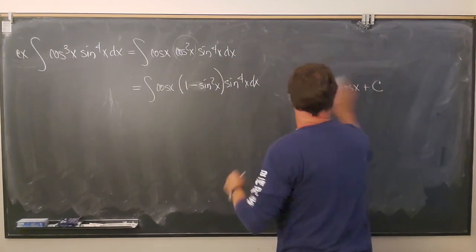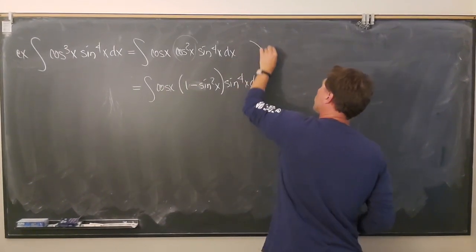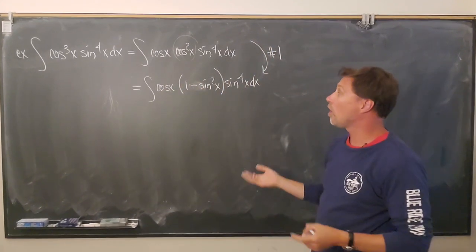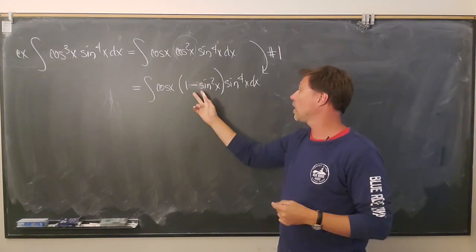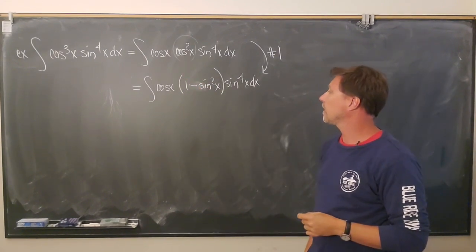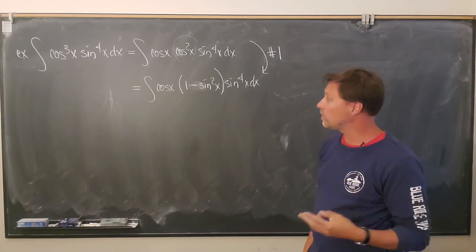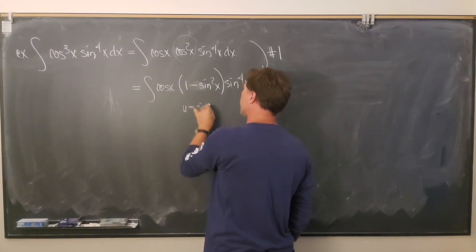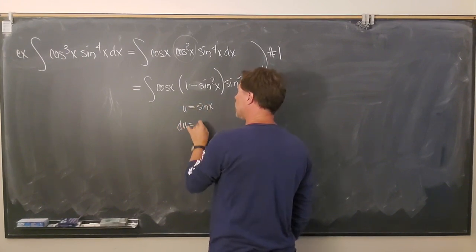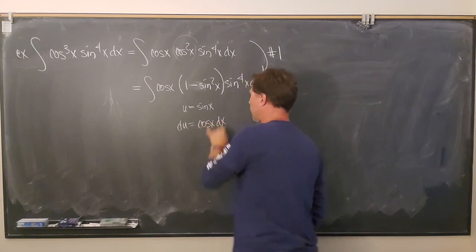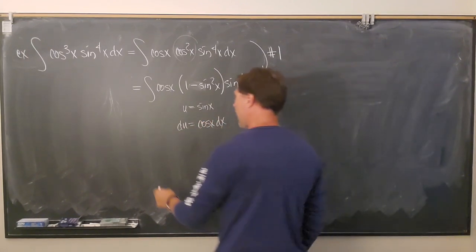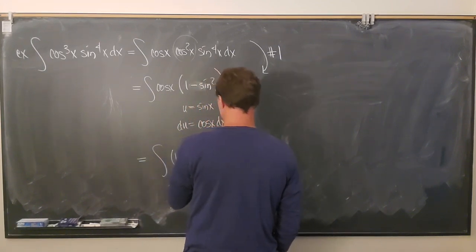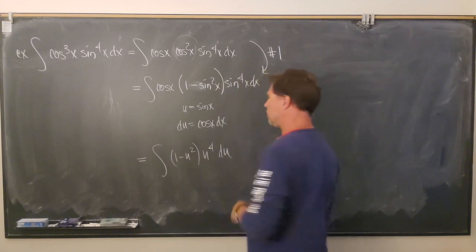So what I did right here, I applied identity number 1 to the part I have circled. If you solve for cosine squared in identity number 1, you get 1 minus sine squared. Now, why is this useful? Why did I do this? Because now we're in position to do substitution where I let u equal sine x, in which case du equals cosine x dx. And when we substitute back, what we'll have is 1 minus u squared times u to the 4th du.